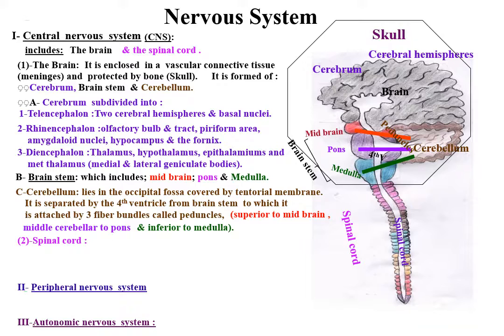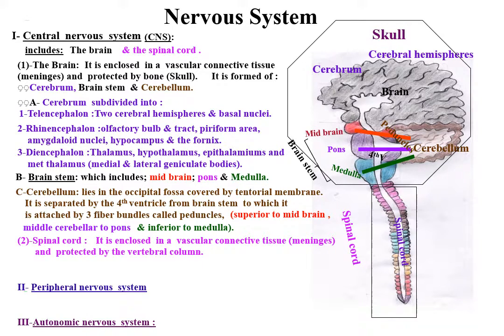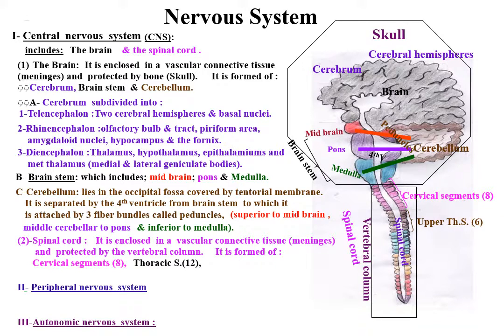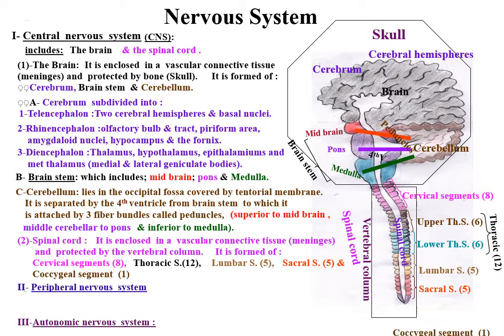Spinal cord. It is the second part of the central nervous system. It is enclosed in a vascular connective tissue, meninges, and protected by the vertebral column. It is formed of several segments: 8 cervical segments, 12 thoracic segments, divided into upper 6 thoracic segments and lower 6 thoracic segments, 5 lumbar segments, 5 sacral segments, 1 coccygeal segment.